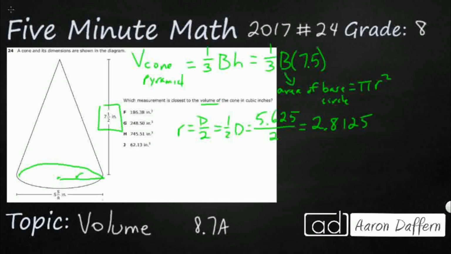And we need to square it, which means we need to take our 2.8125 and multiply it not by 2, but by itself. So we're going to square that, and now you get something really, really long. So that's going to equal 7.910156. It goes on and on and on. Now we need to multiply that by pi, and if we do all of that, we're going to finally get the area of the base here.